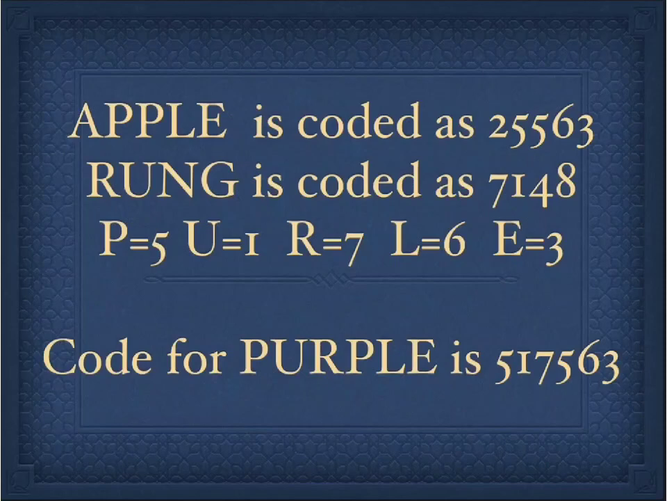So the code for purple is 517563. Meaning we can choose a digit for P, a digit for U, R, P, L and E.